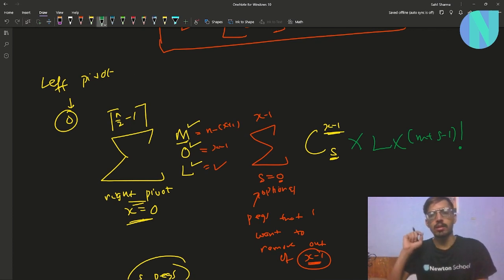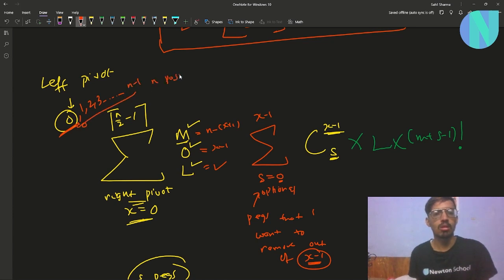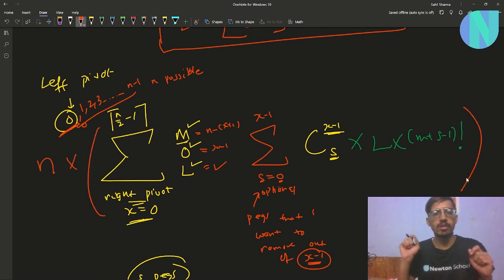Now the one thing that we left out was that we are assuming the left pivot is 0, but the left pivot can also be 1, it can also be 2, it can also be 3, and it can also be up to n minus 1. So there are n possible values of left pivot. So you also have to consider that. So to consider that, we can use symmetry, and you can say that using symmetry, answer will be same for every left pivot. So we can multiply this whole answer with n, assuming that the answer is same for every left pivot.